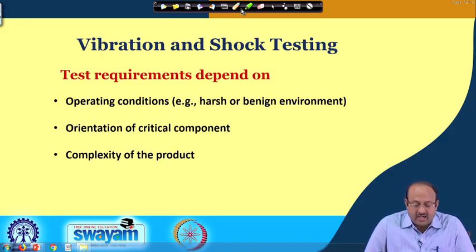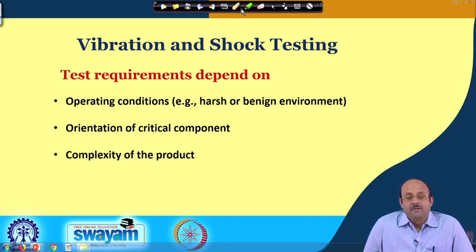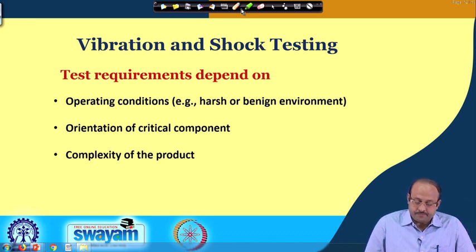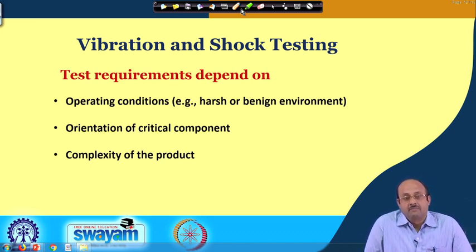Now, the third point is the complexity of the product. Depending upon the complexity, a product can have a few chips, or maybe hundreds or thousands of chips. So, depending upon that, the requirement of testing is different. Now, I was talking about the thermal cycling.